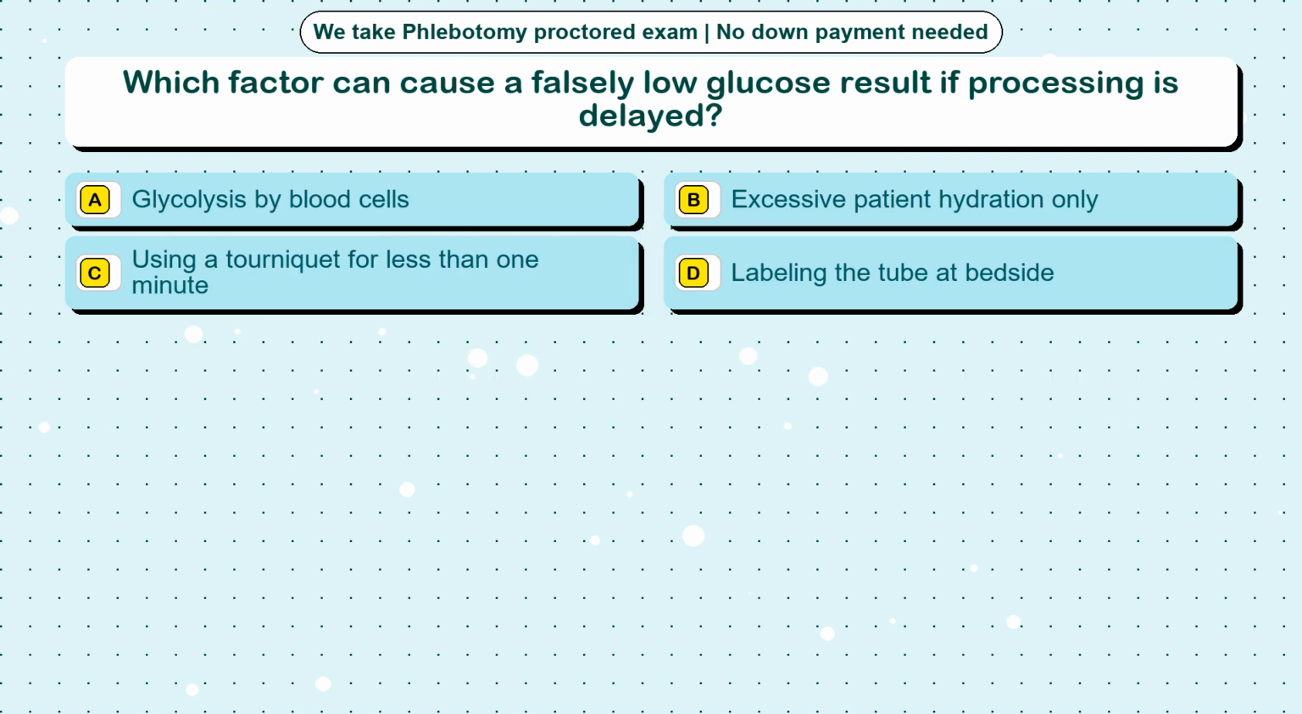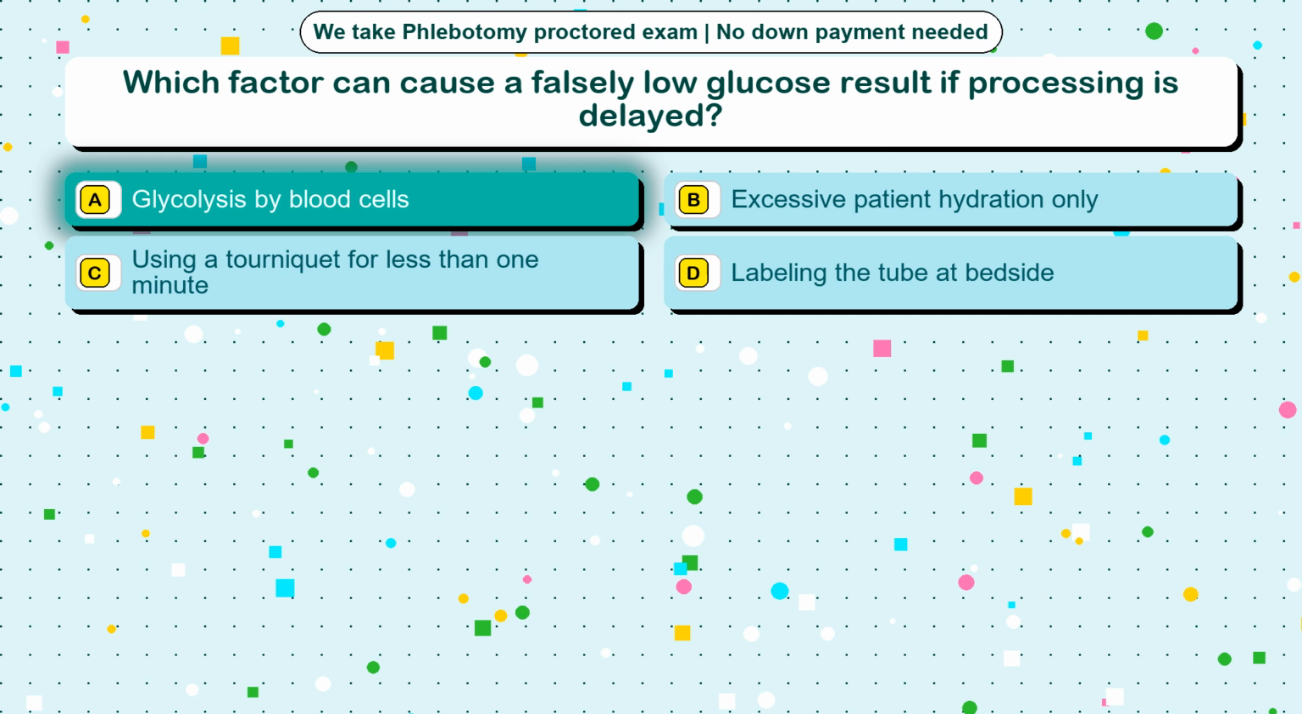Question 44. Which factor can cause a falsely low glucose result if processing is delayed? Option A. Glycolysis by blood cells. Option B. Excessive patient hydration only. Option C. Using a tourniquet for less than 1 minute. Option D. Labeling the tube at bedside. The correct answer is option A.